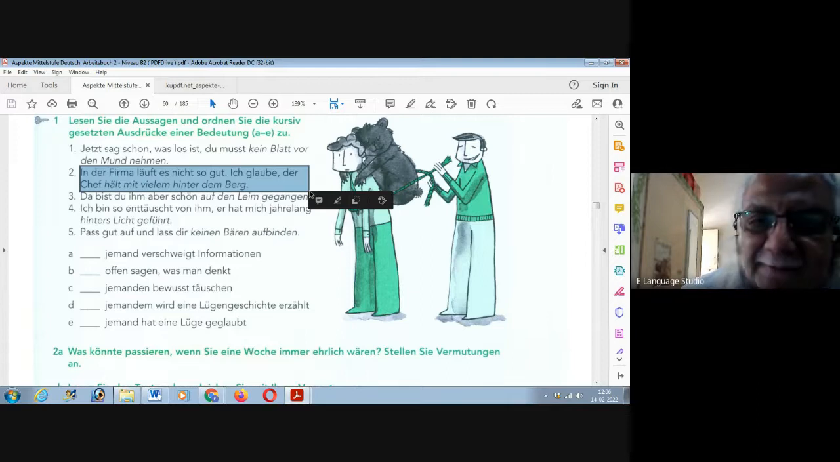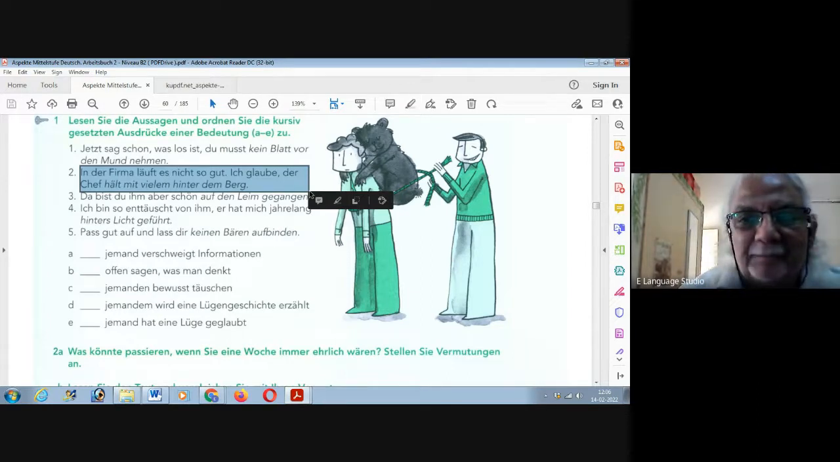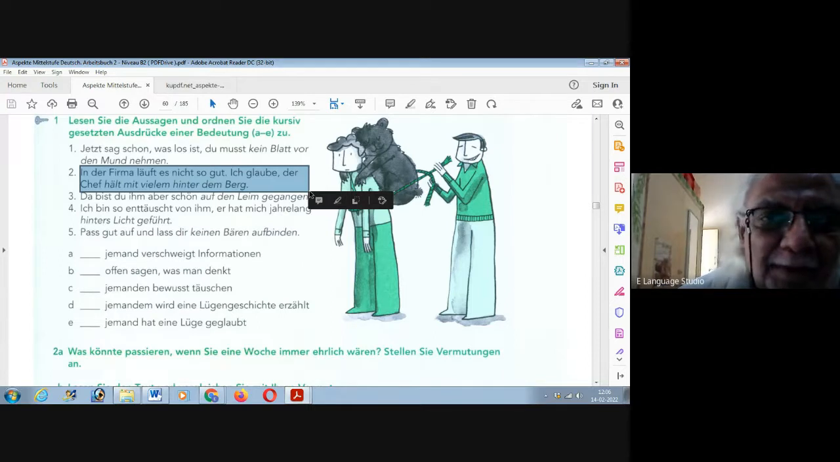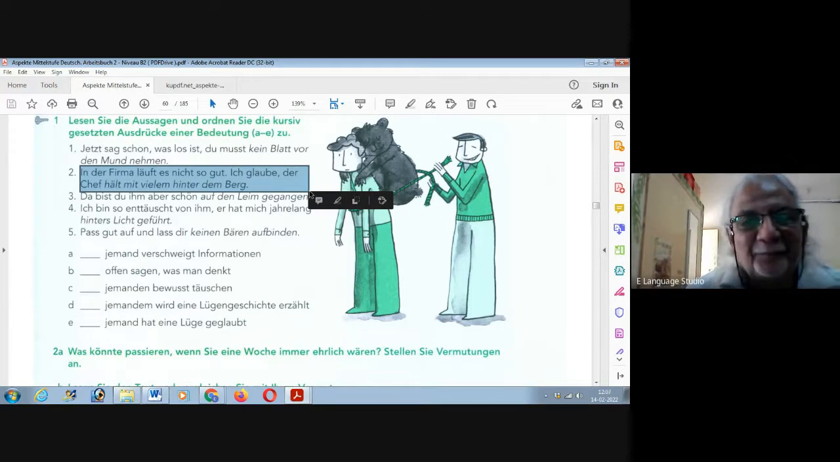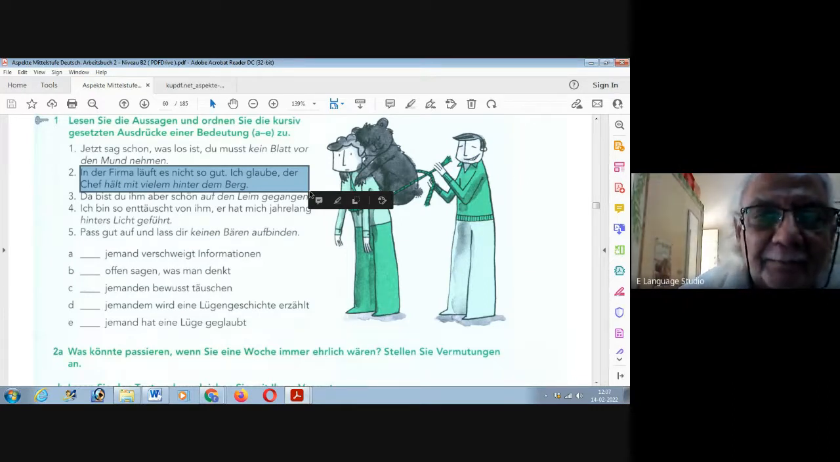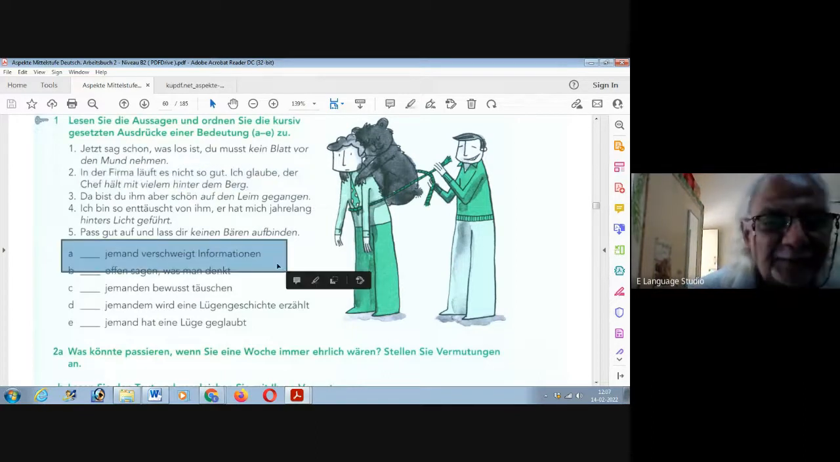In der Firma läuft das nicht so gut. Things are not going well in the firm, in the factory, in the office. I think the boss is holding something behind the mountain. Mit vielem, with lots behind the mountain. So mit vielem hinter dem Berg halten. And he is hiding something. Das ist Nummer A. Jemand verschweigt Informationen.